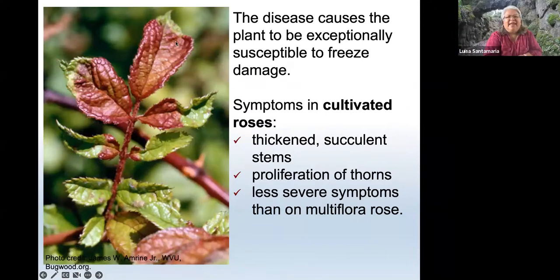Okay, that's okay. So what happens with this virus when it attacks the cultivated roses? They produce succulent stems and a proliferation of thorns, but the symptoms are less severe than in multiflora rose. So just be alert and aware of what could happen if you see a multiflora rose around here. As I say, I don't think it has been discovered yet in the West.